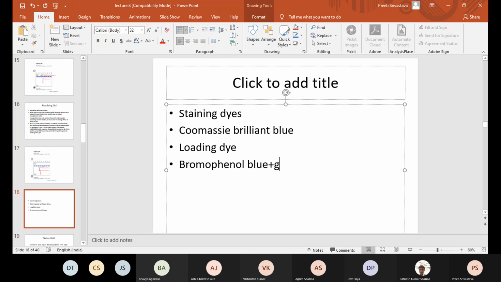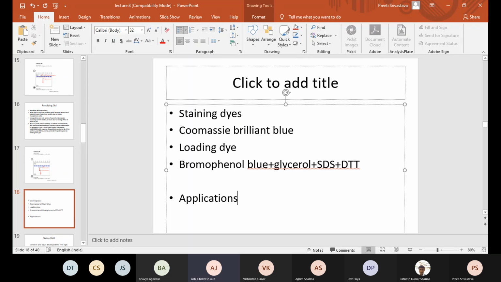The loading dye should also have glycerol, and the purpose of glycerol is again to impart density to the solution. Importantly, it should also contain SDS, and it should also contain DTT or beta mercaptoethanol in case you are running an SDS-PAGE in the presence of reducing agents. Okay, so a number of other staining dyes are used, which I will be telling you in a second. But overall, I hope the basic principle of SDS-PAGE is clear to you.